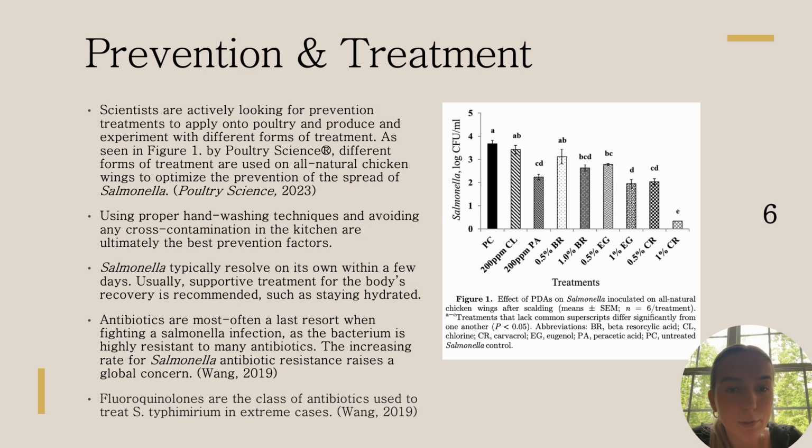Let's discuss the prevention and the treatment of salmonella. So actively, scientists are looking for prevention treatments to apply directly onto poultry and produce. As we can see here in this graph, they're actually experimenting with different forms of treatments on all natural chicken wings to optimize the prevention and the spread of salmonella. So they're going directly to the food first to see how they can prevent contamination of food using different treatments. Some of these are obviously working better than others.